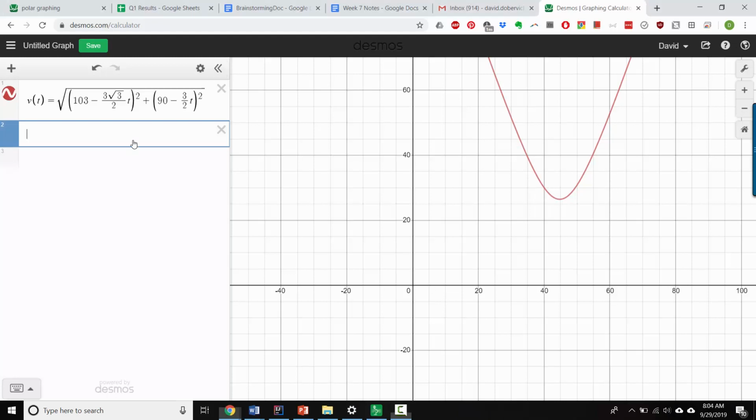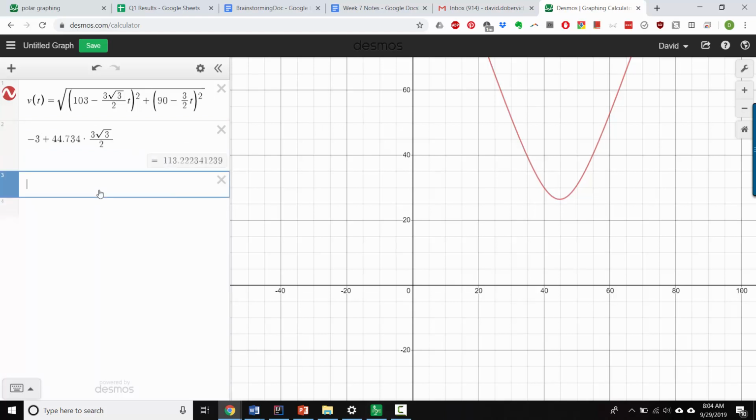Desmos works perfectly well as a regular calculator, not just a graphing calculator, so I think I'll use that. So for the horizontal component, I've got -3 plus t, which is 44.734 times 3 square root 3 over 2. So that should be the x position. And the y position should be what? It should be 10 plus 3 over 2 times that same time. So that should be the y position.